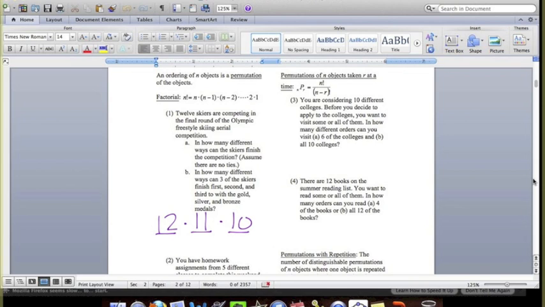And we're going to multiply that out. That is very similar to what we did in the previous assignment. And we would get 1,320 different ways that the medals could be awarded in that event. Yes? So, like, what if you had a really long one, but it didn't go to 1, it went to like 3? Good question. We will get to that in future examples.